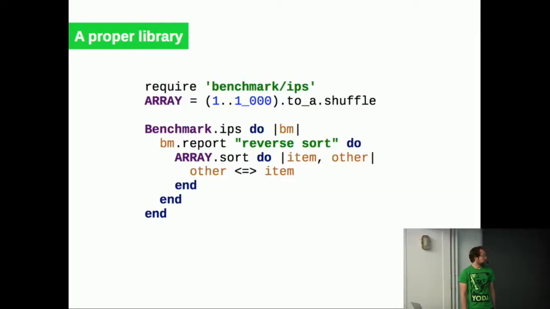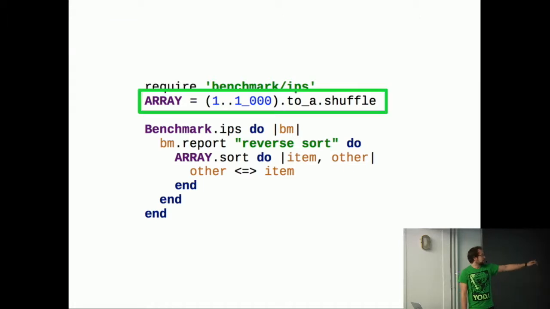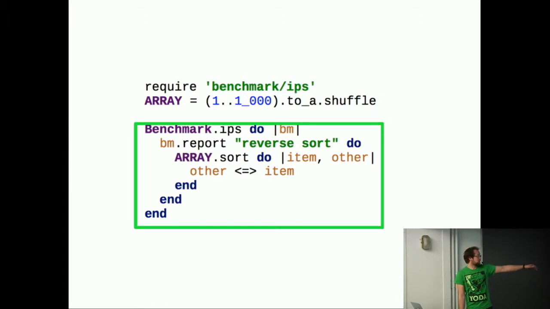Okay. So what's a better way to do this? We can use what I would call a proper library, which is benchmark IPS, which some of you may know. And here you can also see that I took the creation of the array outside of the benchmark, and I also shuffled it so that it's not pre-sorted, but in a random order to make it more realistic. And then I did the same thing down here, which is just, I said, benchmark IPS, do something, and that's all fine.